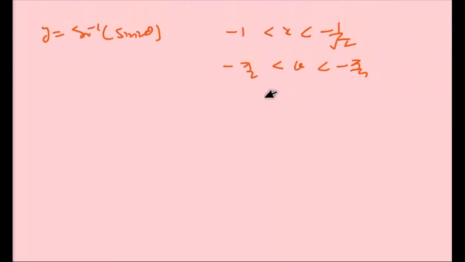Okay, multiplying by 2 we get minus pi less than 2 theta less than minus pi by 2. So here first we have to set this to theta. Now we have to select the range here. Okay, so for selecting this range, what do we get here?